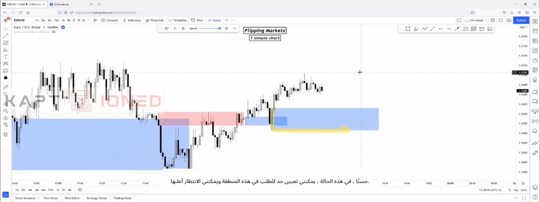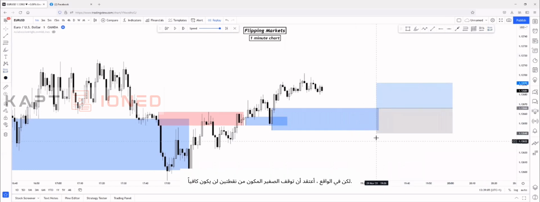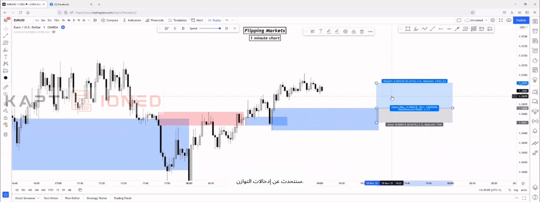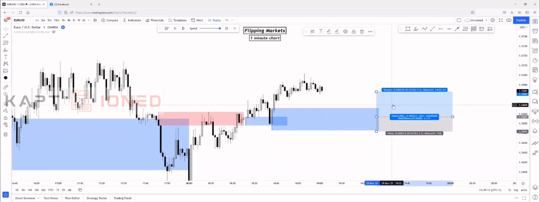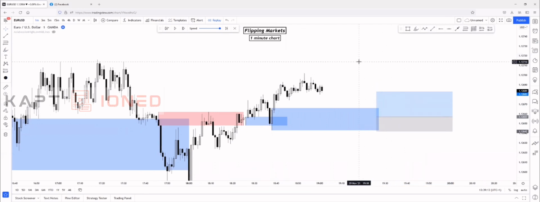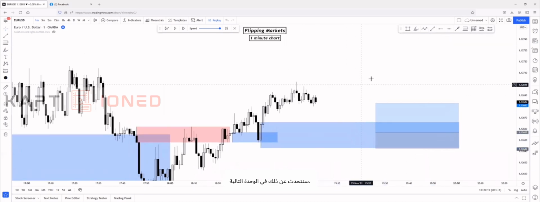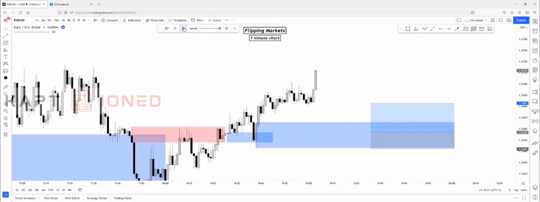Okay. In this case, I can set an order limit on this zone and I can wait for the tap of it. But actually, I believe the 2-point pip stop loss won't be enough. Yes, we will talk about the equilibrium entries in the next unit. So yeah, we did set an equilibrium entry right here. We will talk about that in the next unit. Let's see what happens next.